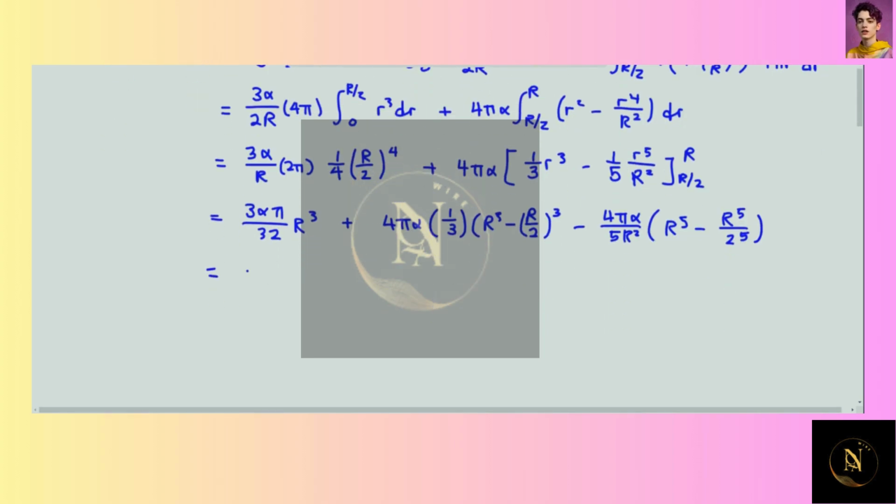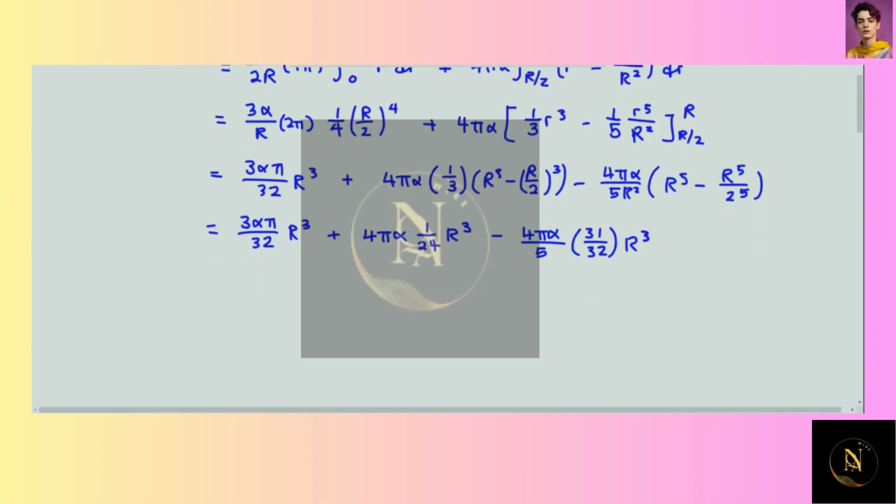So continue to do: 3 alpha pi divided by 32 R cubed, plus 4 pi alpha times 7 over 24 R cubed, minus 4 pi alpha divided by 5 times 31 over 32 R cubed.